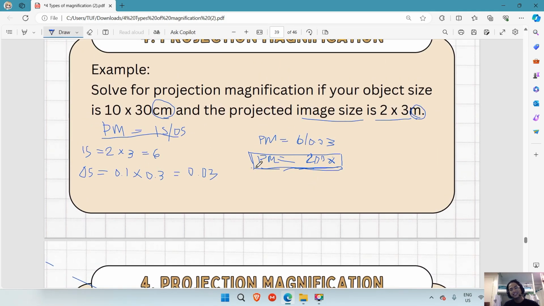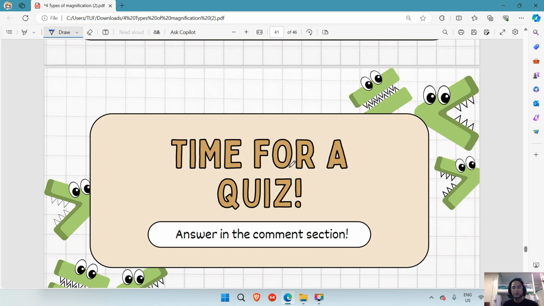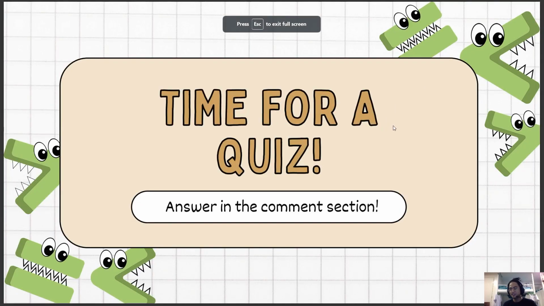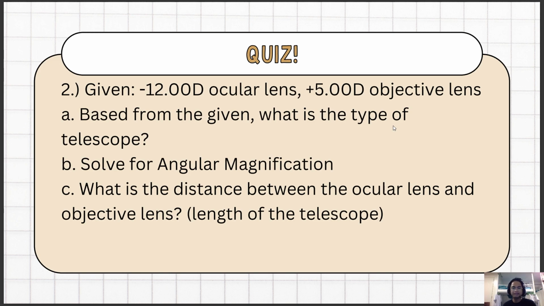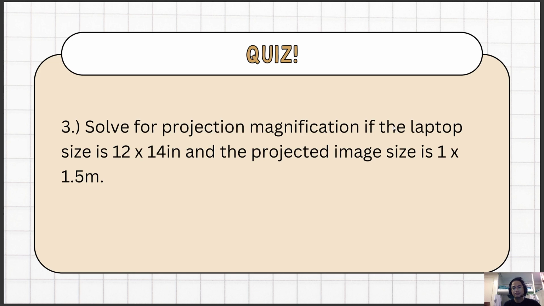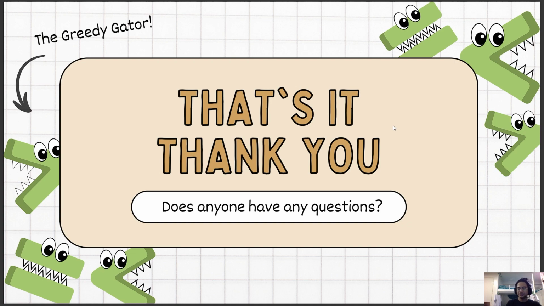Then, that's it. So now let's proceed with a quiz. Just pause the video so that you can answer well on your seats. Okay. This is number one, 2, and 3. Okay, 3 items only. So that's it.